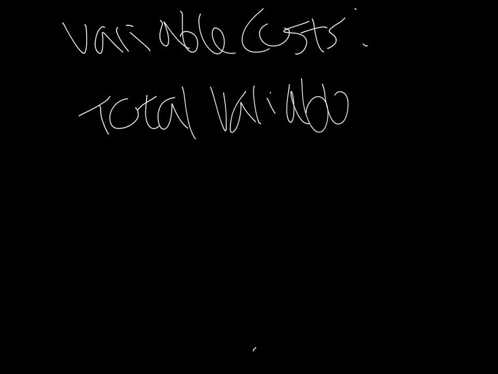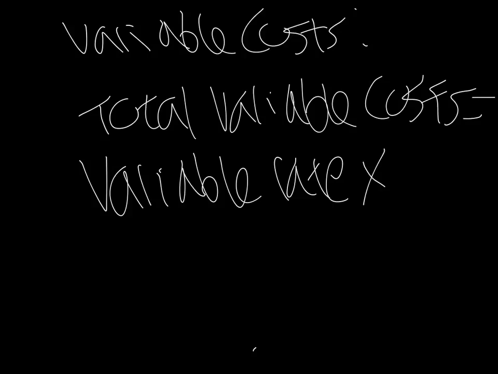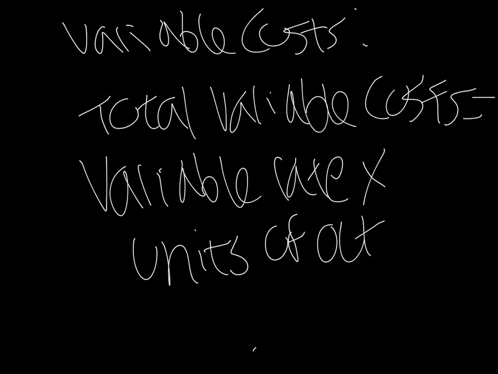As we go back to variable costs, they will vary with output within the relevant range. Also, more importantly, total variable cost is equal to variable rate times units of output.